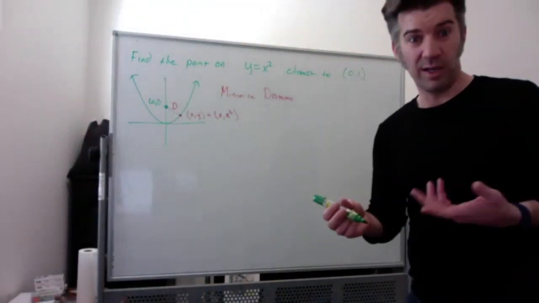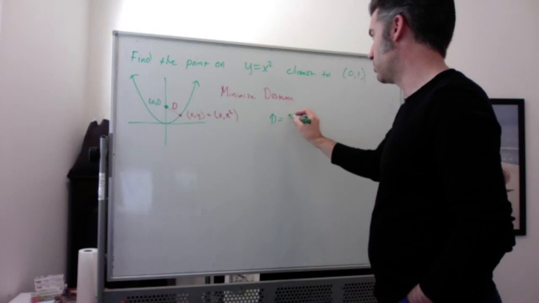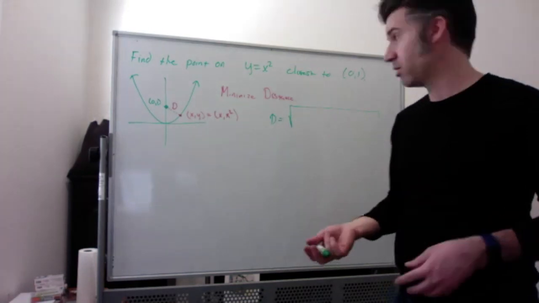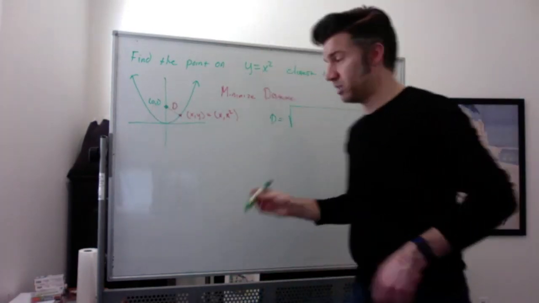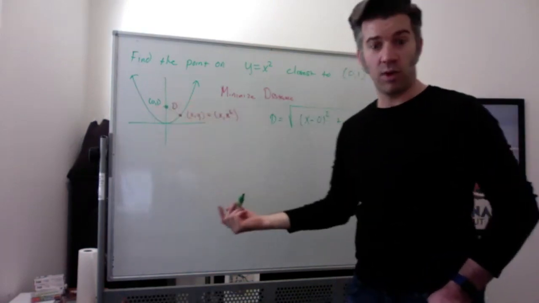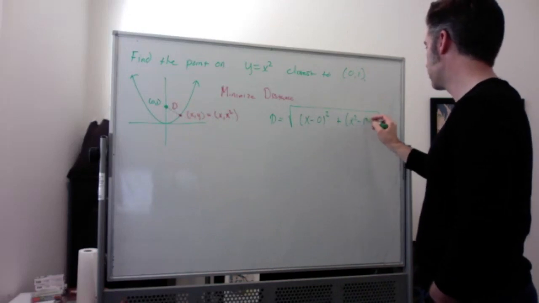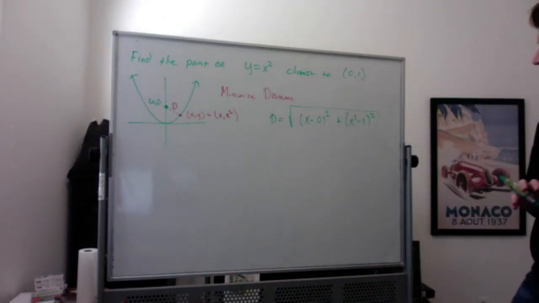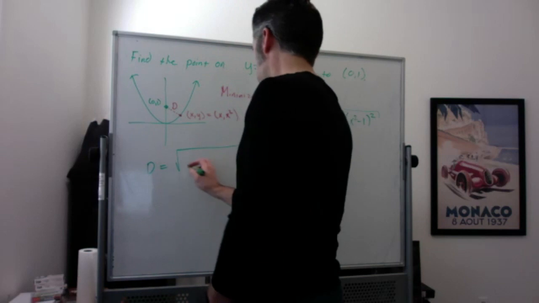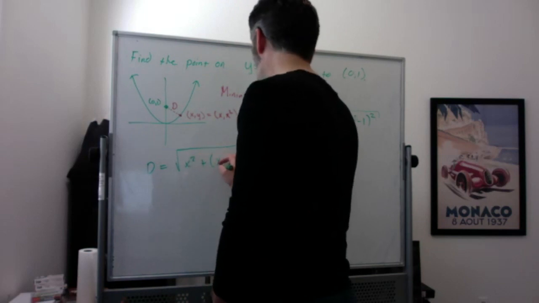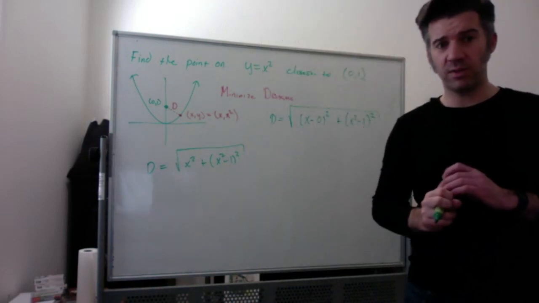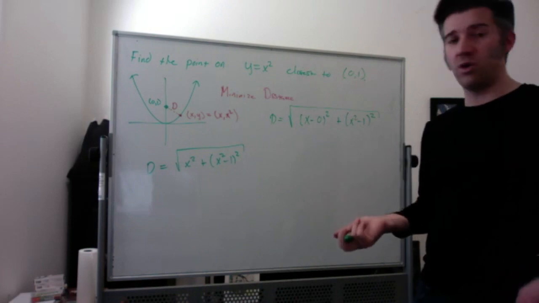So I want to write an equation for distance. Distance is equal to the square root of the difference in the x's squared plus the difference in the y's squared. So it's going to be x minus 0 quantity squared plus x squared minus 1 quantity squared. Which we can simplify. So I've got the distance is equal to the square root of x squared plus x squared minus 1 squared. Okay, there are two different directions we can go here that both have the same result. In fact, let me show you how they have the same result.